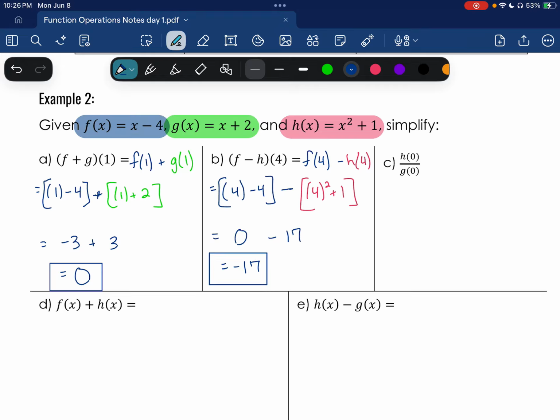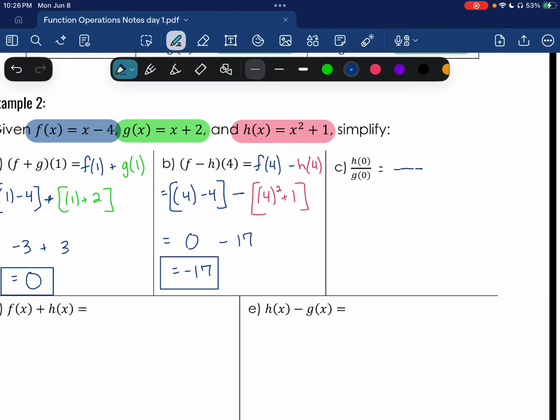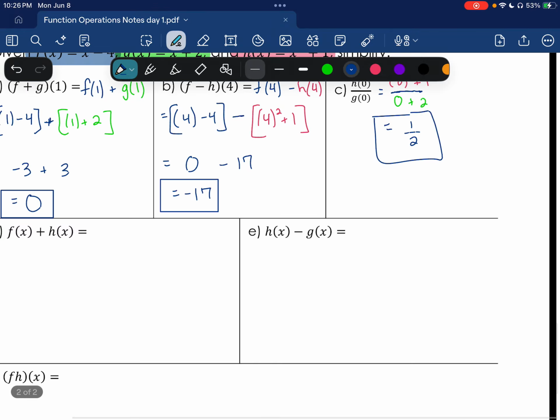So I teach my students, if in your problem it says f plus g of 1, and you see that we are evaluating for a specific x value, we know our answer is going to be some sort of constant, like 0, negative 17, or 1/2. If our notation says, like in question D here, f of x plus h of x, and we see that x is what's in our notation, then we're going to see x's in our answer. Unless, of course, everything happens to cancel out. But for the most part, we'll see x's in our answer.